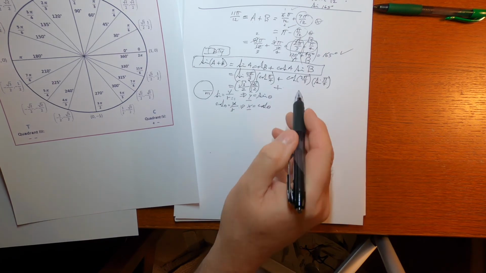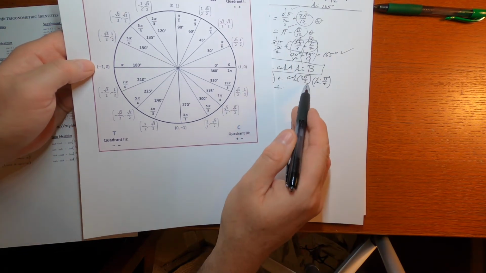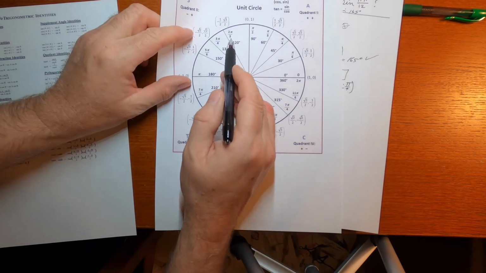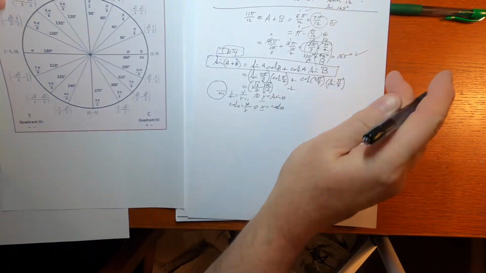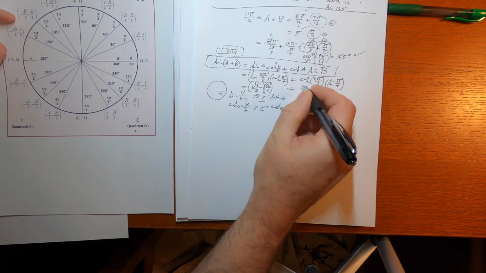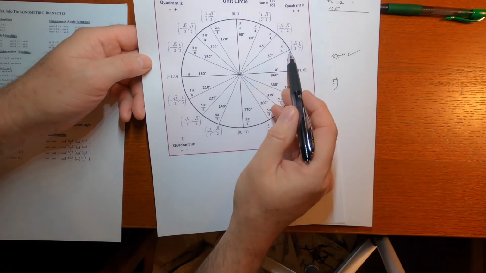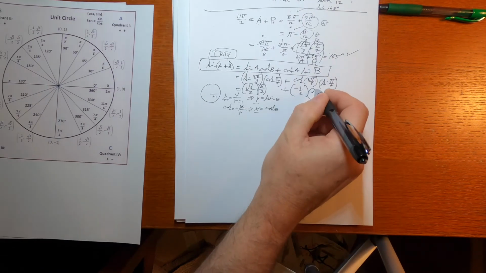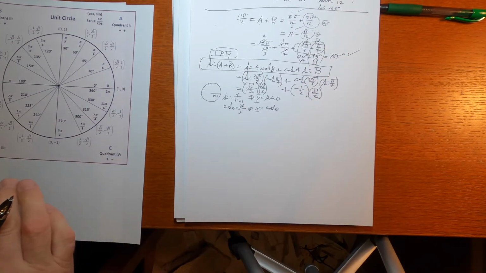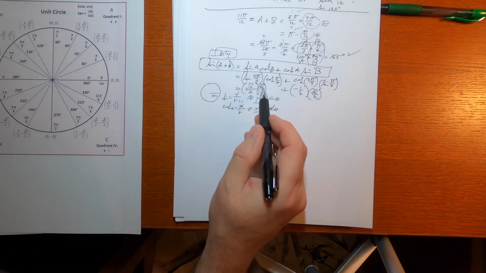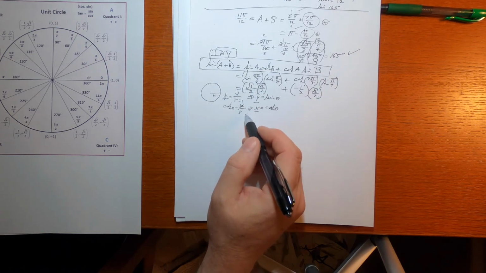Okay. Plus, now, what's the x position at the 120 degree angle, or 2 pi over 3? Minus 1/2. And what is the y position at pi over 4? That's square root of 2 over 2. Okay, so far, looks like we might have this. Let's multiply these together and see what we get.